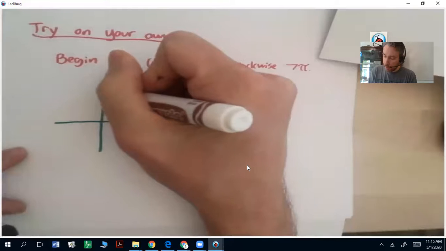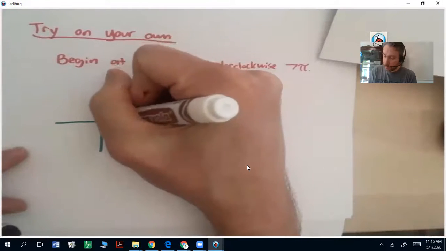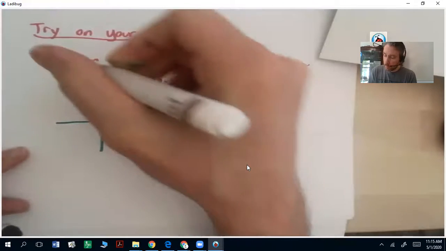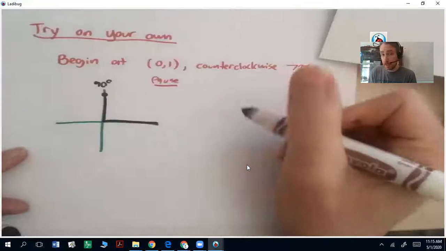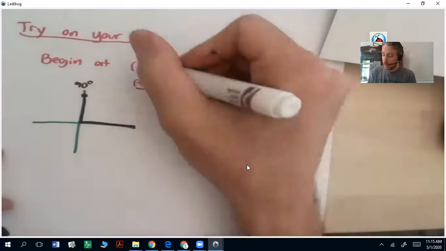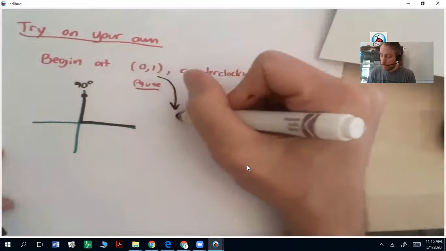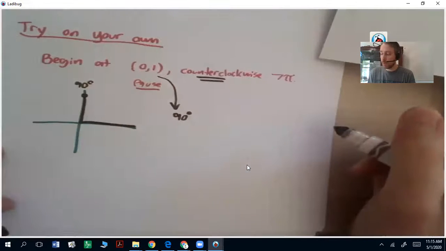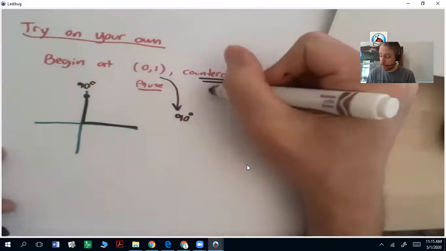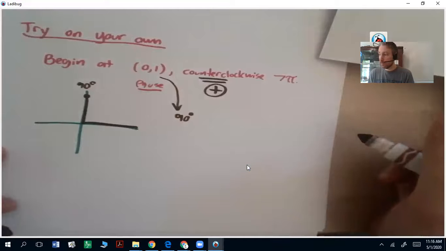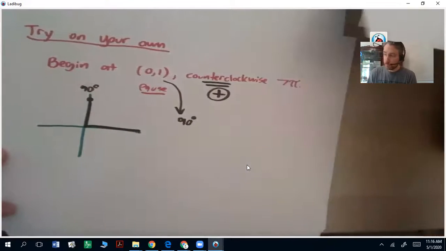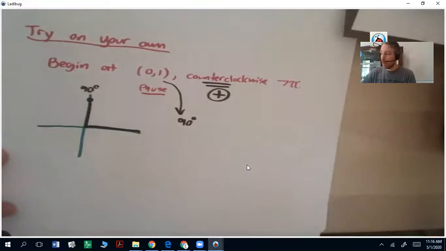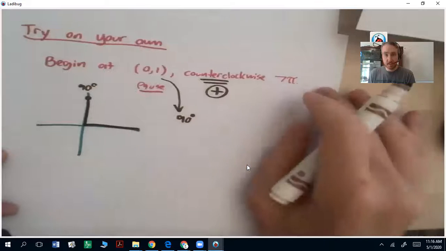0, 1 is going to be up here. 0, 1 is at 90 degrees. So we're going to start at 90 degrees. We want to go counterclockwise. So counterclockwise is adding. So we want to add 7 pi.